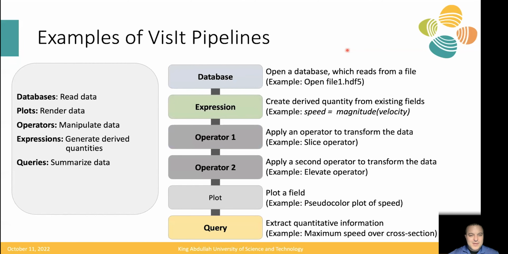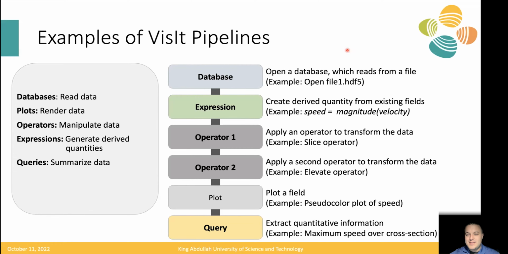This next example uses all 5 abstractions. Here we open a database, the same HDF5 file. We then create a new expression, and an expression is a derived quantity. In our data set, we have the value velocity, but we don't have the value speed. So we can create the value speed by taking the magnitude of velocity. So that's our expression.